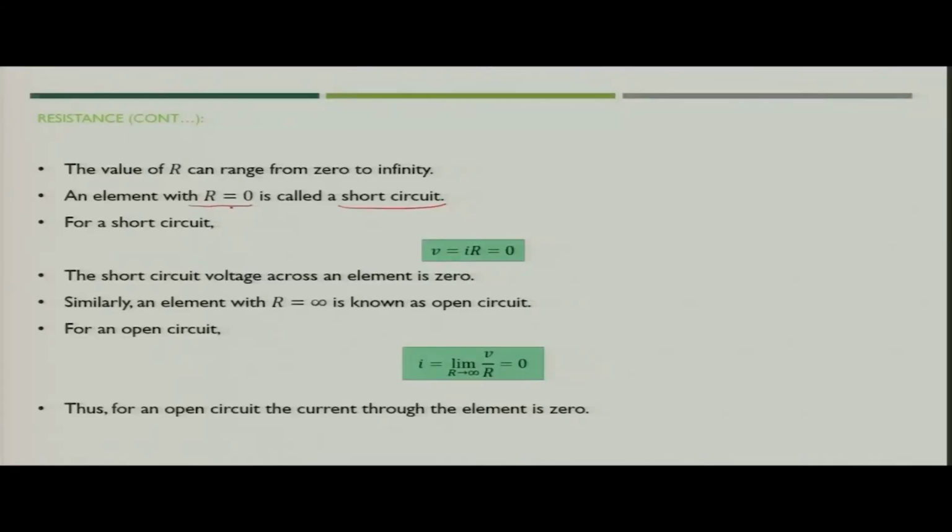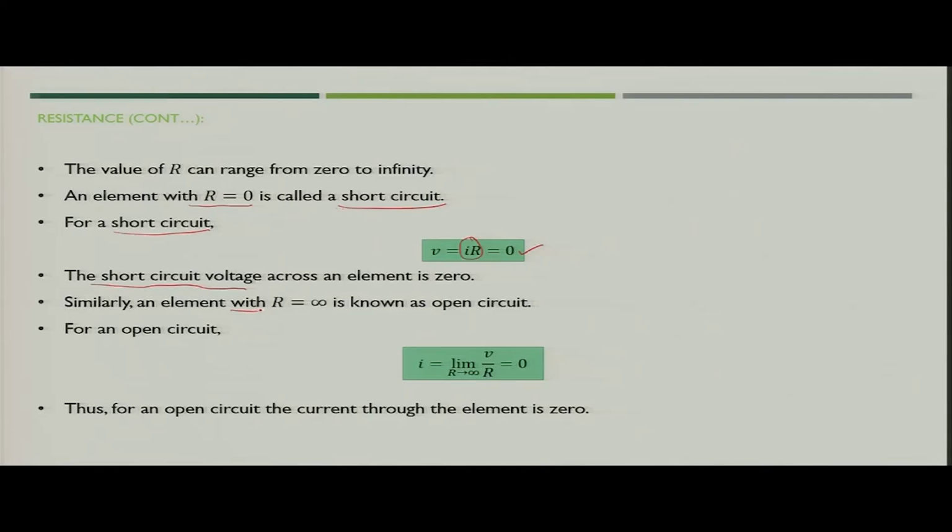So, when the value of R is 0, we generally call it a short circuit condition. What will happen under short circuit condition? The value of V, that is I R, will be equal to 0. So, it means that under short circuit condition the voltage across the element would be 0.